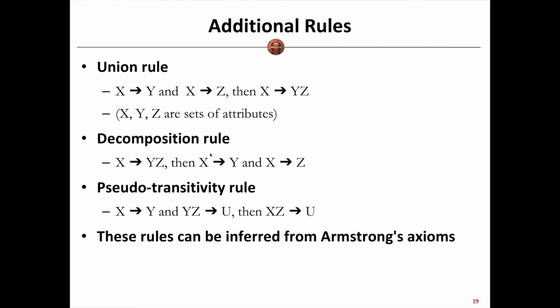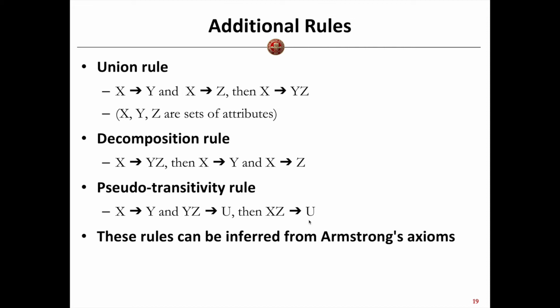The second one is called the decomposition rule. Given X implies YZ, we can get X implies Y and X implies Z. You need to consider how to prove it in your mind. And the third one is called the pseudo transitivity rule. Given two FDs, X implies Y and YZ implies U, we can get a new FD, XZ implies U.